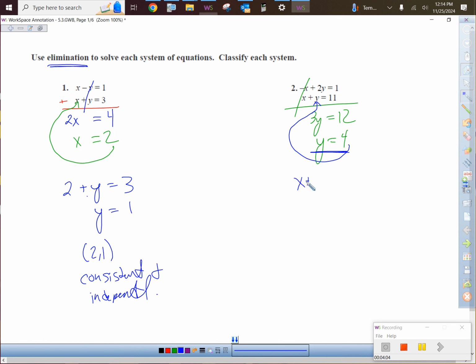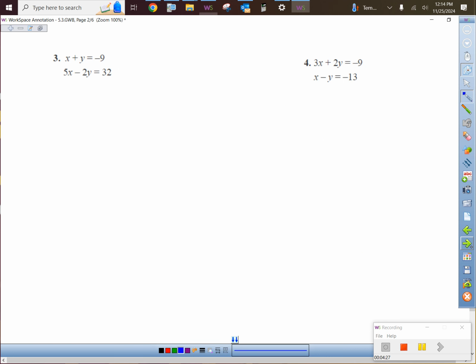So isn't that x plus 4 equals 11? And then what would x equal? 7. Does it go 4, 7 or 7, 4? 7, 4. Consistent because we got an answer, and independent because there's one answer. But those were way too easy. Let's see why the next one is a little more challenging.